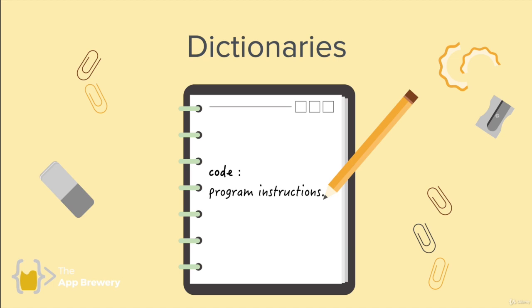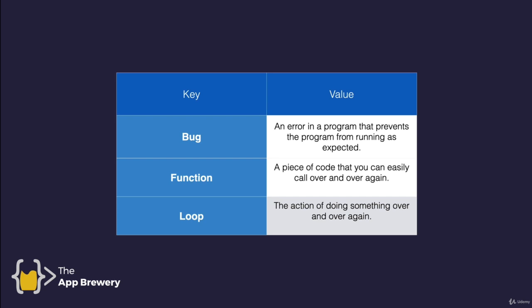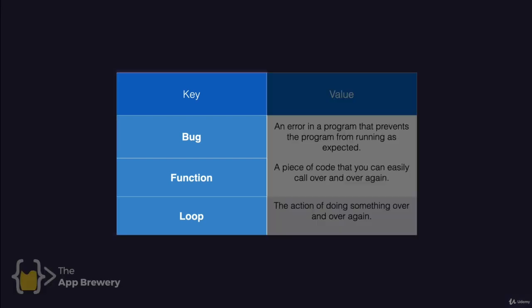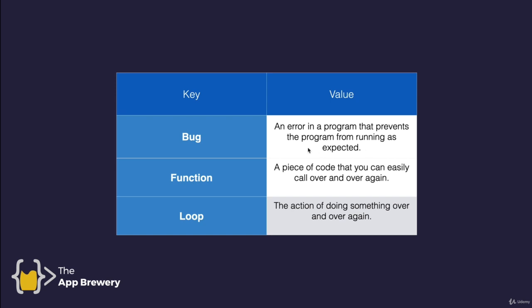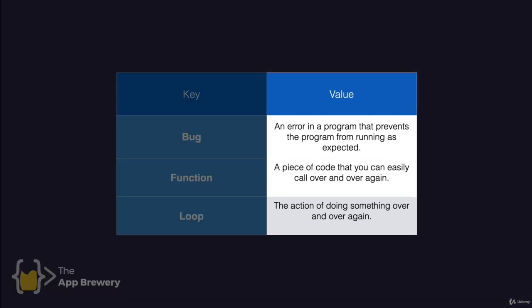The way I like to think about dictionaries is in the form of a table. Every dictionary has two parts to it. On the left-hand side is the key, and that is the equivalent of the word in the dictionary. And then it's also got an associated value. That would be the equivalent of the actual definition of the word.